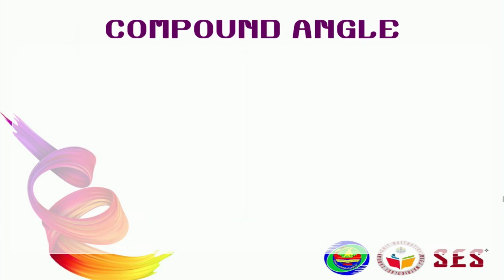So we'll start with compound angle formula. We're going to have three formulas here, one for sine, another for cos, and the last one is for tan. We'll start with sine first. If you have sine for A plus or minus B, this will be equal to sine A cos B plus minus cos A sine B.